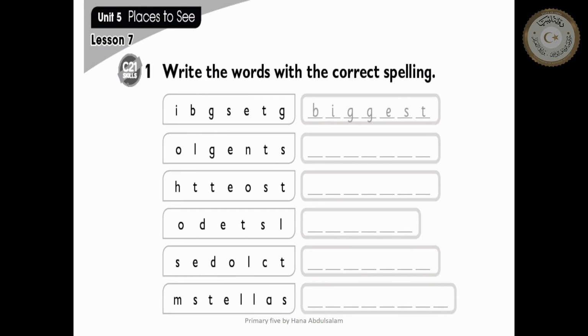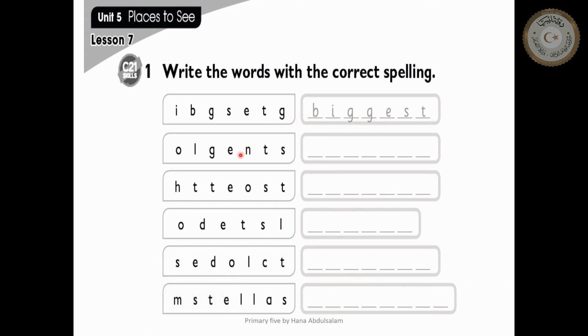What we have here in number 1 of the activity book is: write the words with the correct spelling. So we have some jumbled letters, and we have some words, all of them ending with what? EST, because it's the superlative form. So I will start with the first one. They gave us an example, biggest.